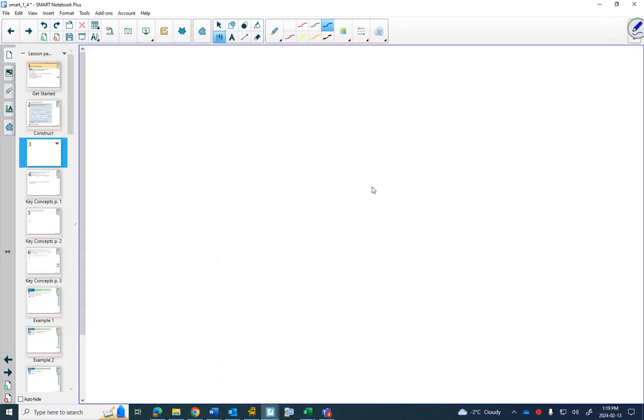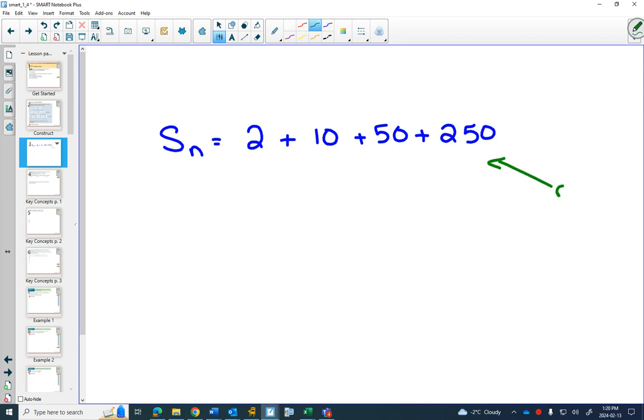So a reminder that a geometric sequence is when you're multiplying each time, and a geometric series would be when you're adding them up. And if we took 2 plus 10 plus 50, can you see that my r in this one, I'm multiplying by 5.